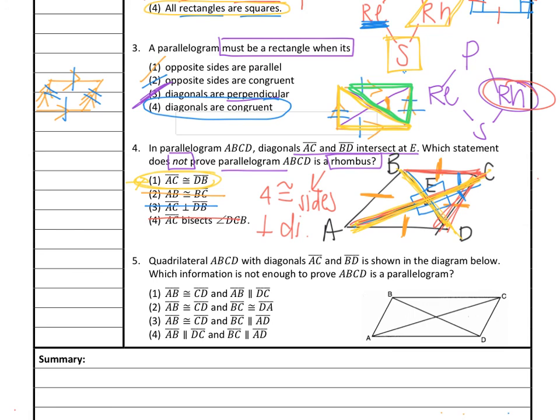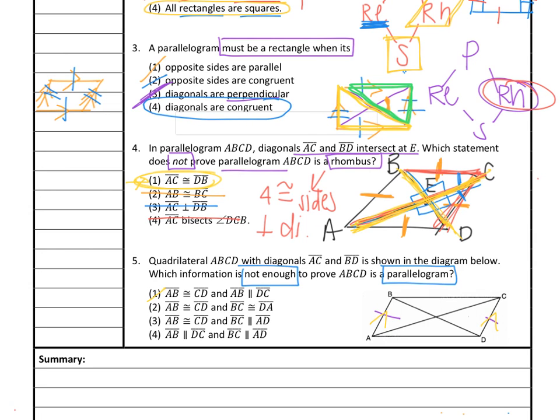Quadrilateral ABCD with diagonals AC and BD shown in the diagram below. Which information is not enough to prove the shape is a parallelogram? So parallelogram is at the top of our tree, remember, so it's got only the very basic characteristics. Let's go through each one and cross them off as we find which ones are true. So choice 1 says AB is congruent to CD and AB is parallel to CD. Well, if I have a pair of congruent sides and those same sides are parallel, that is enough information right there to prove to me that the rest of the shape is a parallelogram.